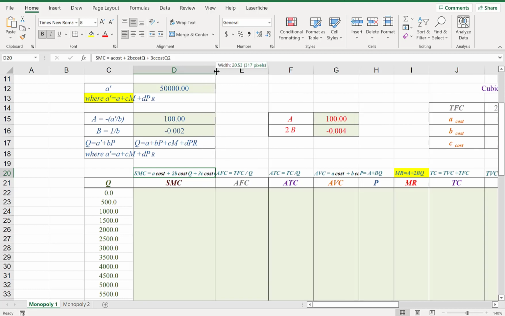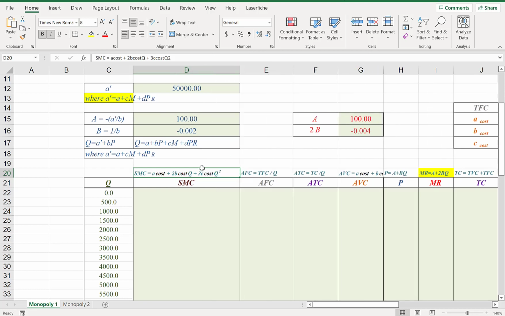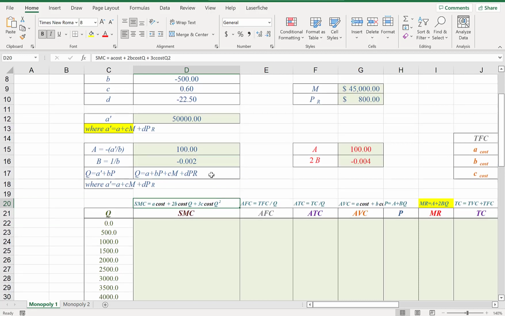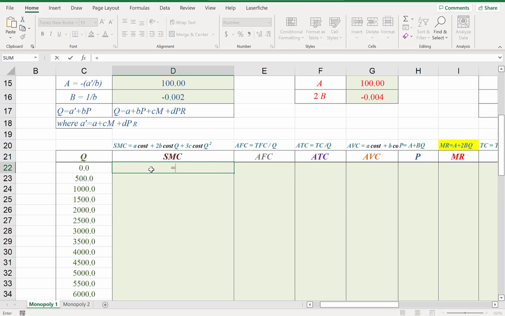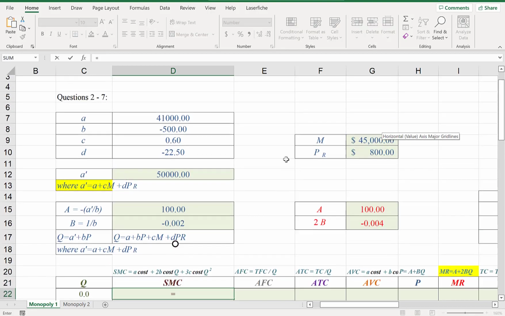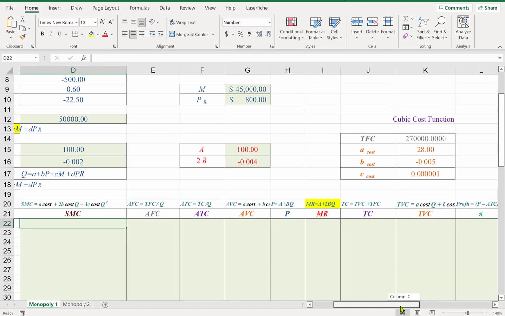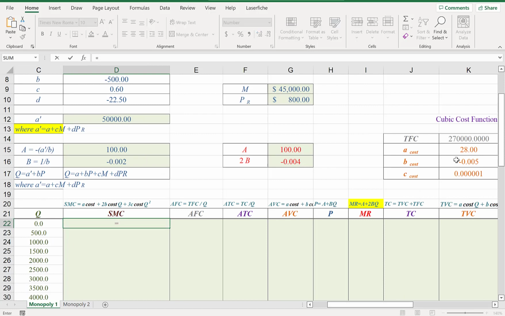So the formula says, I'm going to open this up first, so we see the full formula. SMC is here: A cost. I'm going to pick A cost. SMC equals A cost. Grab this one. What I want is for this A cost to be a constant value. Therefore, to fix it, put dollar signs before the letter and the number. You'll see why this will be very useful soon.